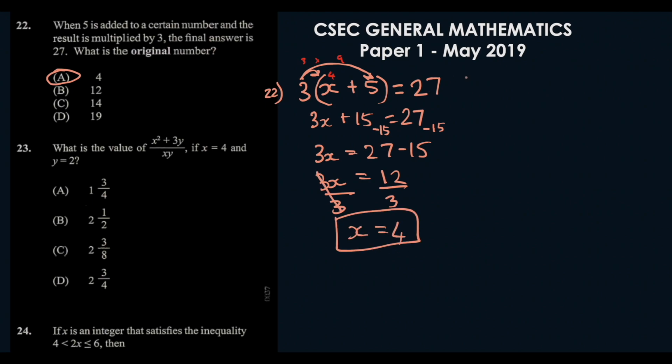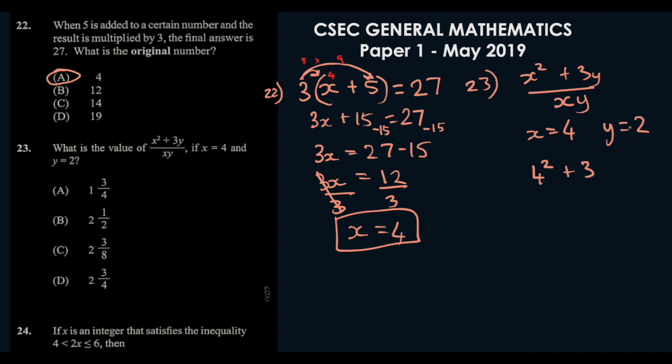Alright, so 23. Now, if we are doing this, it says what is the value of x squared plus 3y over xy? So you say x is equal to 4 and y is equal to 2. We need to figure out what this is. It's light stuff for us, man. Light stuff. So we replace the x with 4. So then we'll have 4 squared plus 3 times y. Now y is 2, so 3 times 2 over x is 4, and 4 needs to be multiplied by 2, which is the value y is.